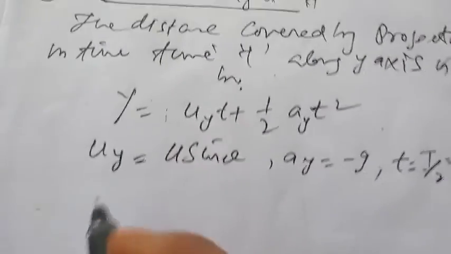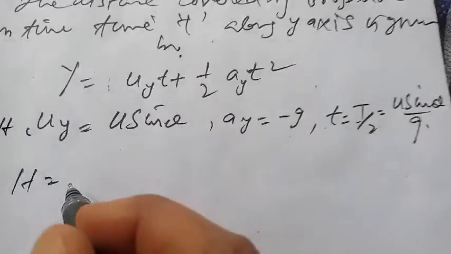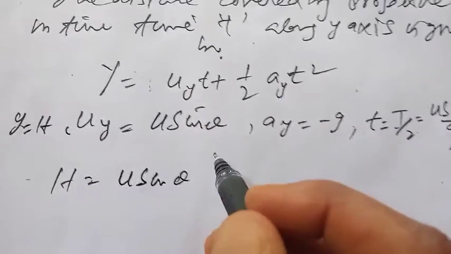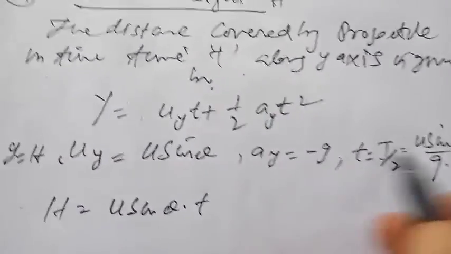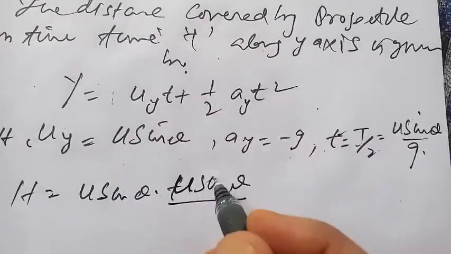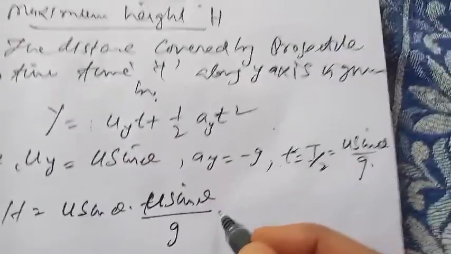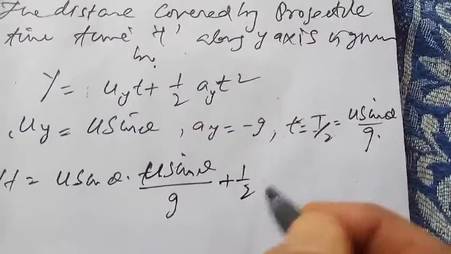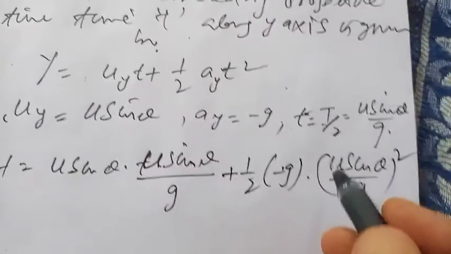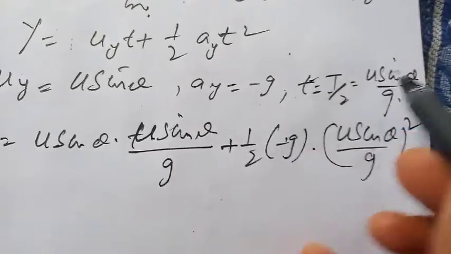Now we will substitute this u sin theta by g. We'll get y is h. यहाँ पर देखो y goes h. y is equal to h. h is equal to u sin theta into t. t के बदले लिखेंगे हम ये, that is u sin theta divided by g. फिर आएगा बीच में प्लस 1 half minus g into t square, that means u sin theta by g whole square. t का स्क्वायर, इस t का स्क्वायर यहाँ.